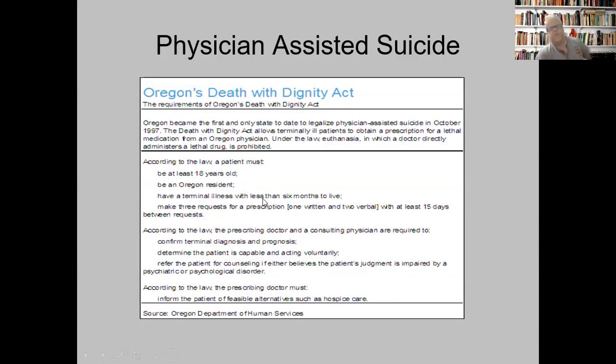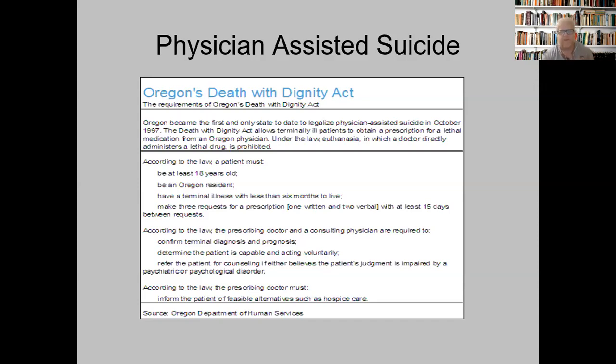Have a terminal illness with less than 6 months to live. Make 3 requests for a prescription, 1 written and 2 verbal, and there have to be 15 days between the requests. It takes a total of 45 days. You really have to think about it. According to the law, the prescribing doctor has to consult another physician, also an expert on this illness, and is required to confirm the terminal diagnosis and prognosis, determine the patient is capable and acting voluntarily, and refer the patient for counseling if either believes the patient's judgment is impaired in any way by some kind of psychiatric or psychological disorder.